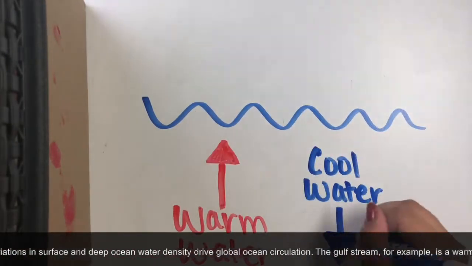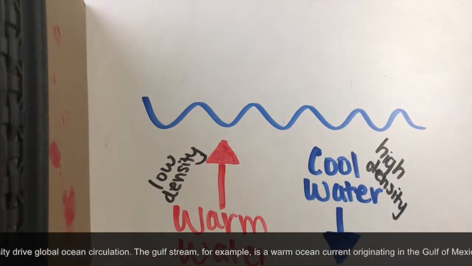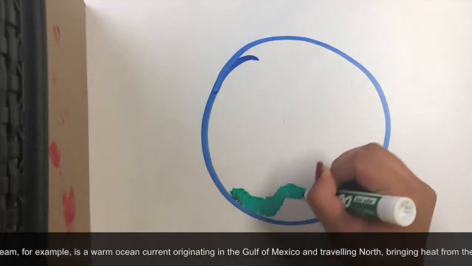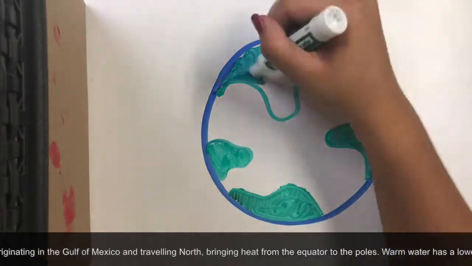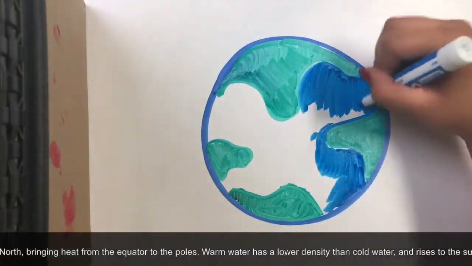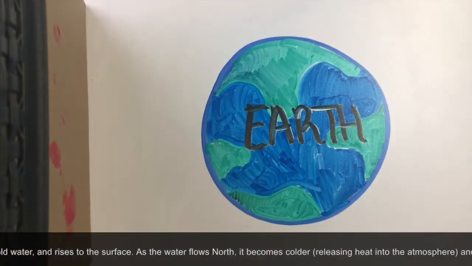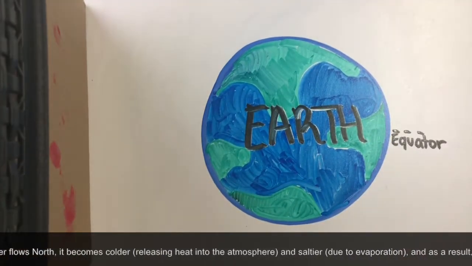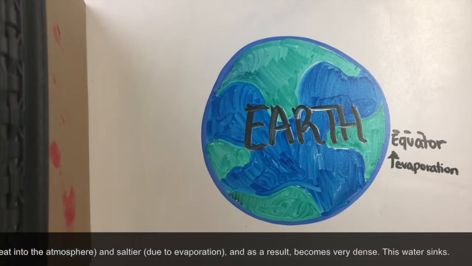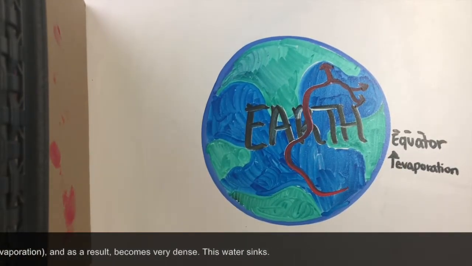The Gulf Stream, for example, is a warm ocean current originating in the Gulf of Mexico and traveling north, bringing heat from the equator to the poles. Warm water has a lower density than cold water and rises to the surface. As the water flows north, it becomes colder, releasing heat into the atmosphere, and saltier due to evaporation, and as a result becomes very dense. This water then sinks.